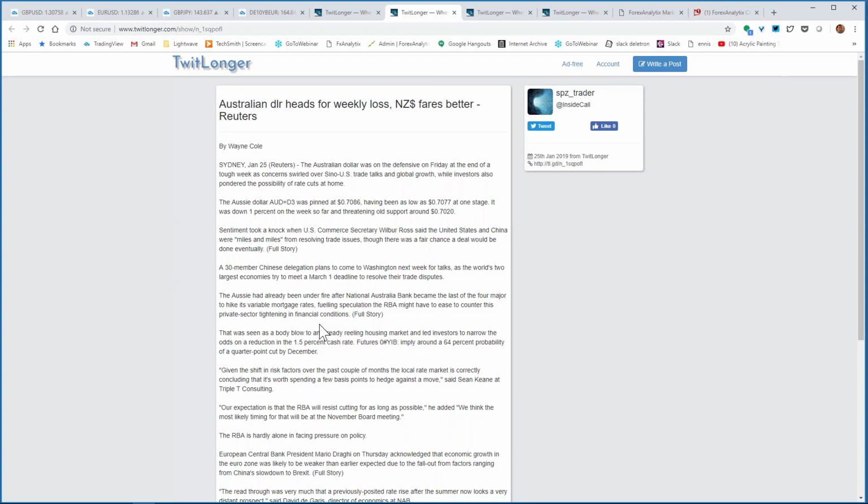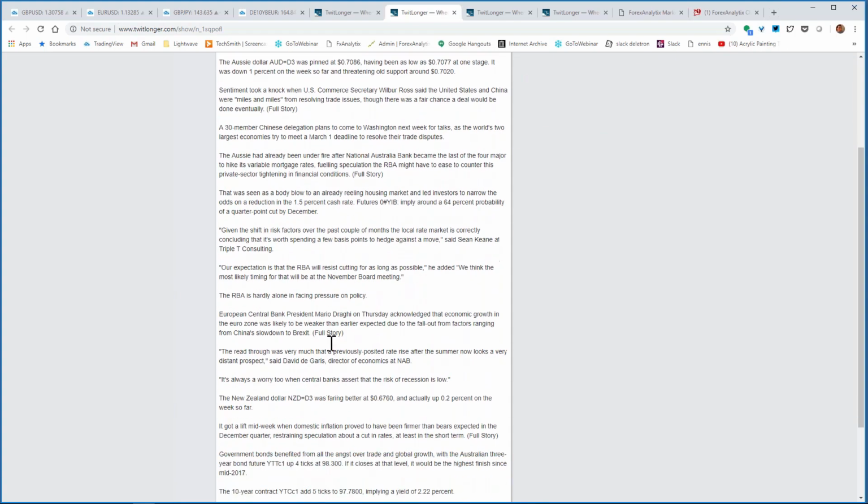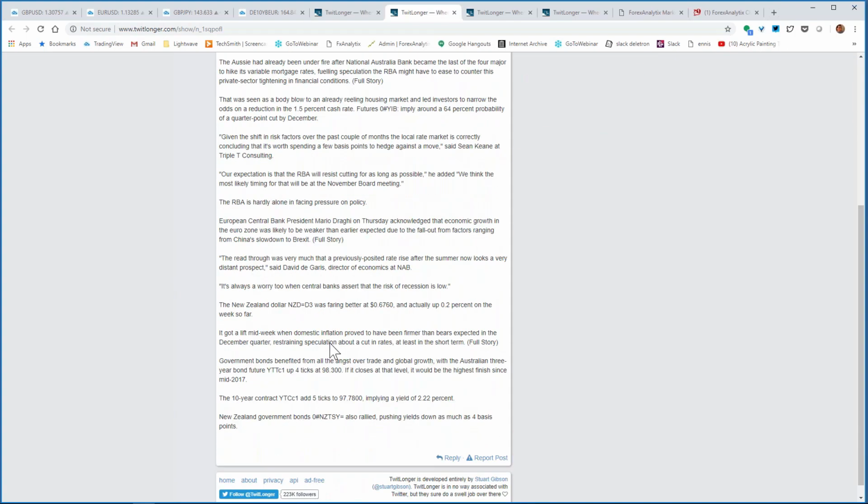Given the shift in risk sentiment over the past couple of months, the local rate market is correctly concluding that it's worth spending a few basis points to hedge against a move. Sean King at Triple Consulting said, "Our expectation is the RBA will resist cutting for as long as possible. We think the most likely time will be at the November board meeting. The RBA is hardly alone in facing pressure."